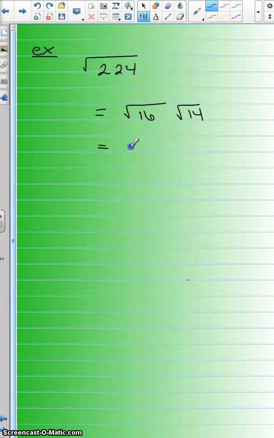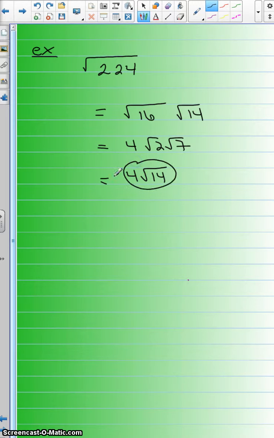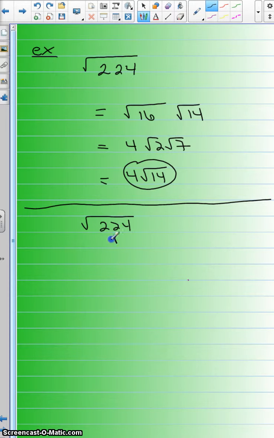So the square root of 16 is 4. Square root of 14 is made from 2 and 7. Neither of these is repeated or is perfect, so my final answer is 4 square root of 14. Now using the prime factoring method, a nice prime factor in 224 is the square root of 2, and it goes 112 times.